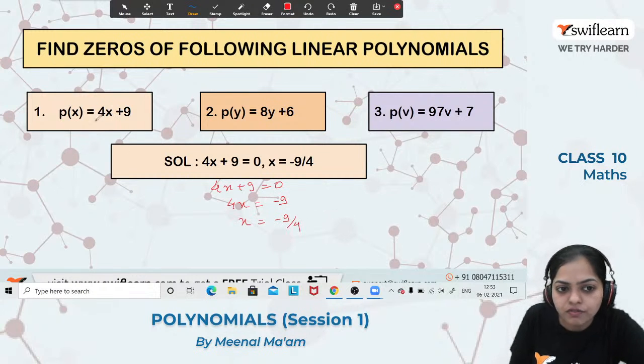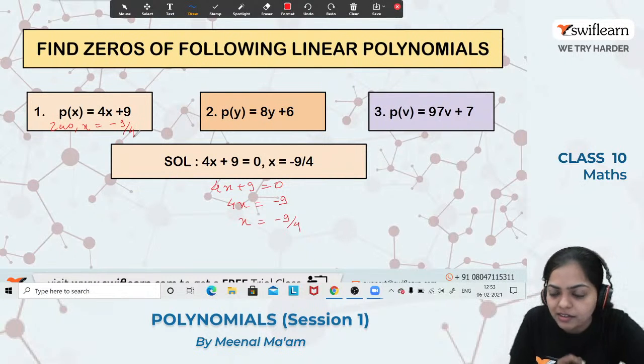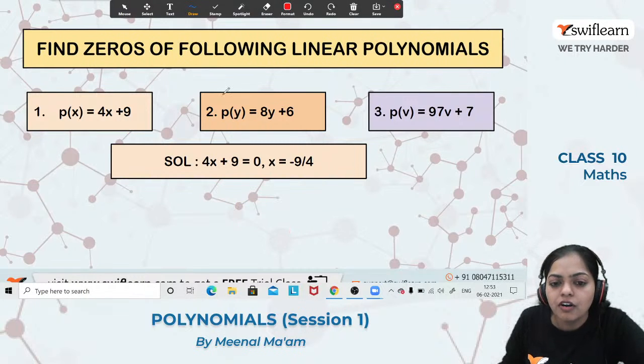So what is the zero of the first one? Zero means the value of x is equal to minus 9 by 4. Got it? Any problem? No problem. Alright, let's move on to the next one. So what is the next polynomial? It is 8y plus 6.